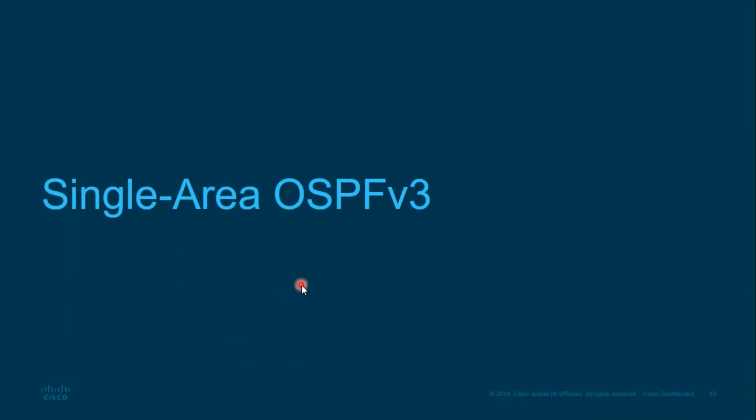So that is the end of single area OSPFv3. All of the configurations are basically the same except for little tweaks. If you notice, in IPv4, it is done under the router configuration. In IPv6, it is done under the interface. This is similar to EIGRP.